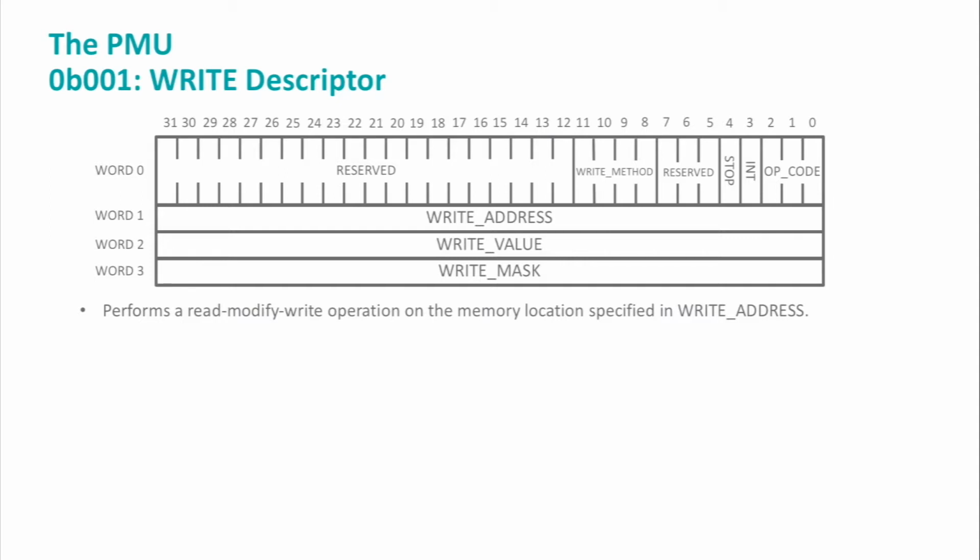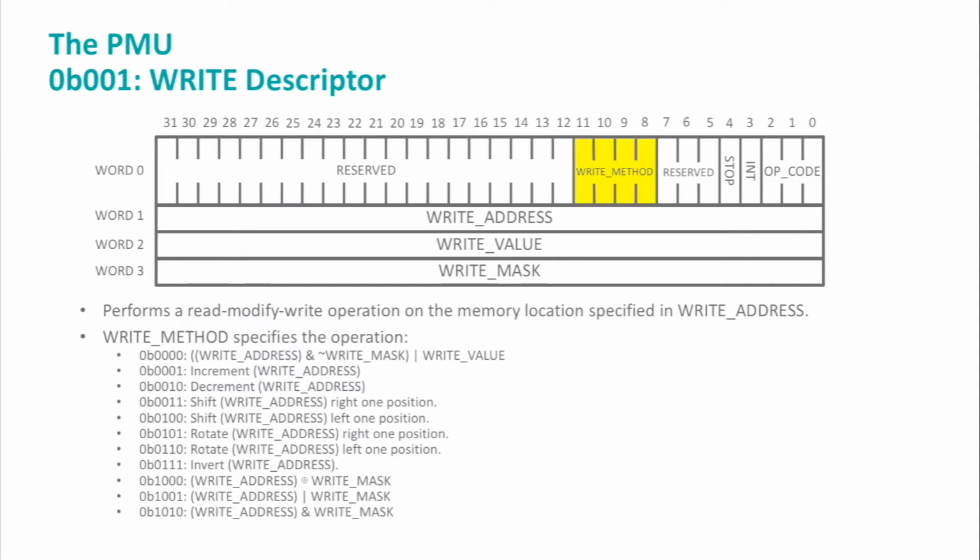But you can mask the write operation so that only certain bits are modified. This makes the write descriptor perfect for clearing only certain fields in peripheral registers. But there's more. The write method field works like a mini opcode to tell the write descriptor what to do. You can increment or decrement the value at the write address, shift, rotate, or invert the value, or perform OR, AND, or XOR logical operations. In a sense, you have kind of a baby ALU built right into the write descriptor.